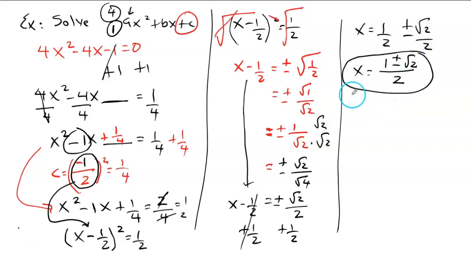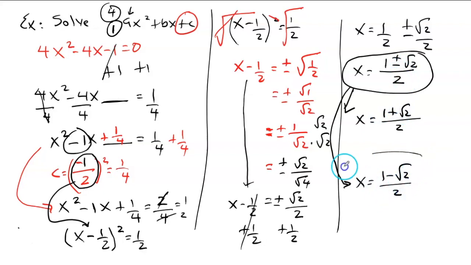You need to understand that this is going to give you two answers. My first answer is using the plus. 1 plus square root of 2 over 2. The second answer will give you the minus. 1 minus square root of 2 over 2. And those are your two final answers.